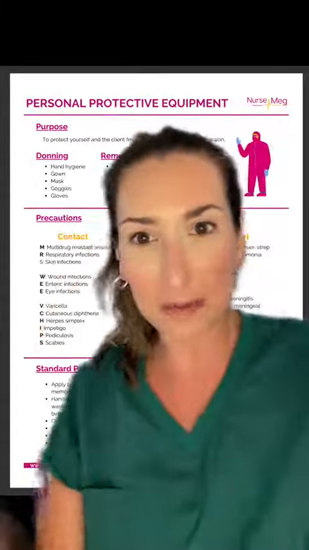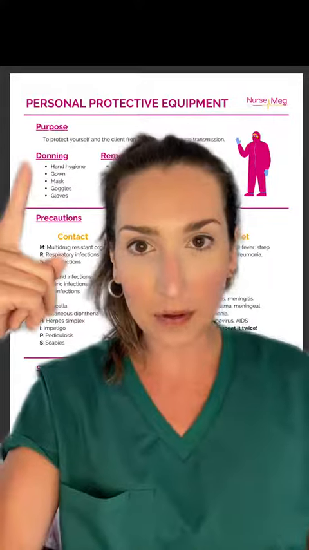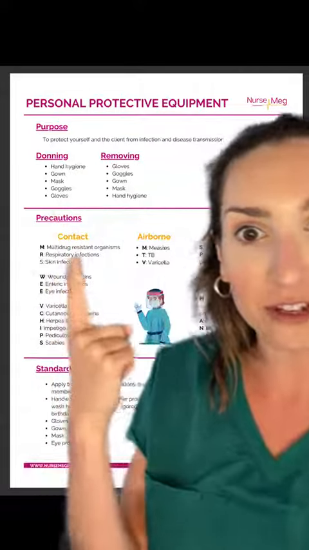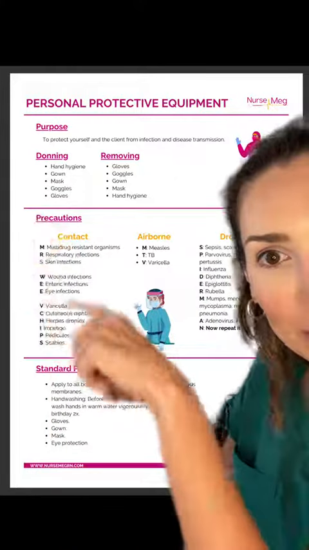It's to protect you, it's to protect the patient. What falls under PPE? It could be washing your hands, wearing a gown, wearing a mask, goggles, gloves, that kind of thing. Donning means to put on, removing means to take it off. So let's talk about what falls under contact, airborne, and droplet, and these little mnemonics to help you.